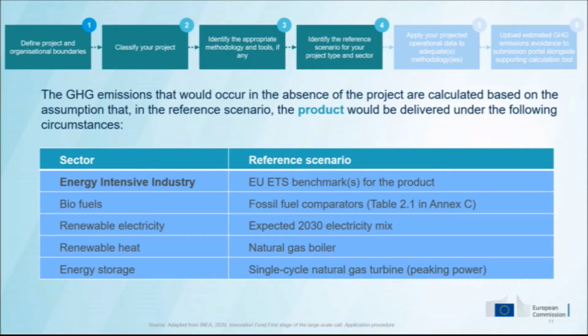For biofuels, we have fossil fuel comparators, and you've probably already seen that in table 2.1 in the annex. And I should say we've had a lot of questions on that annex for fuels that maybe aren't covered in the existing table, so we've updated that. Renewable electricity, we discussed the expected 2030 electricity mix. That's your reference scenario. For new renewable heat, we compare it to a natural gas boiler, and for energy storage, we discuss a single cycle natural gas turbine. Next slide, please.